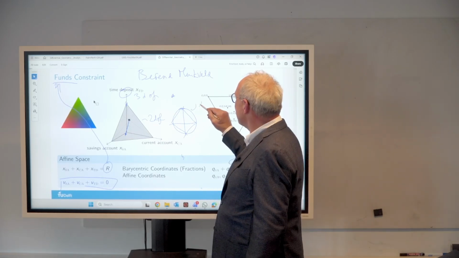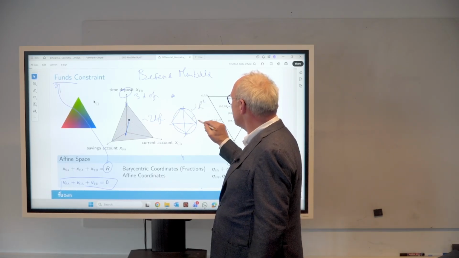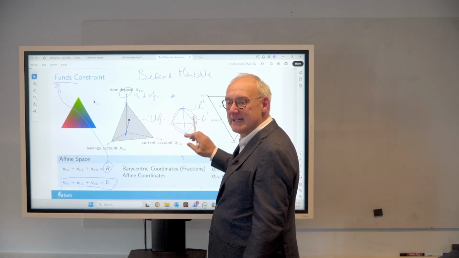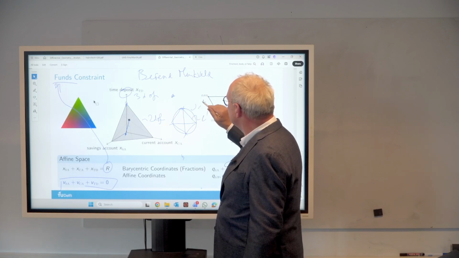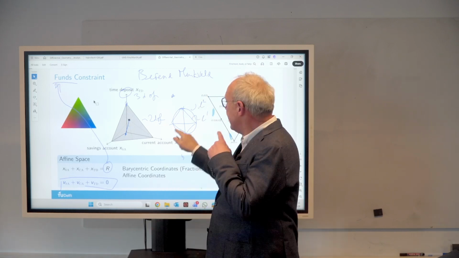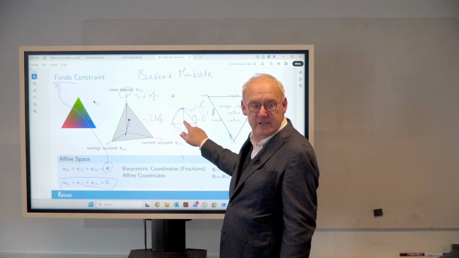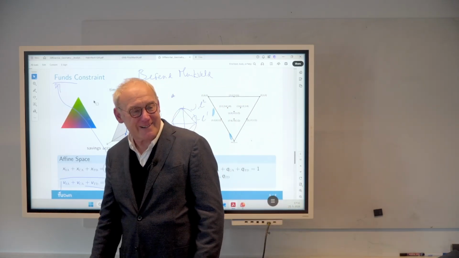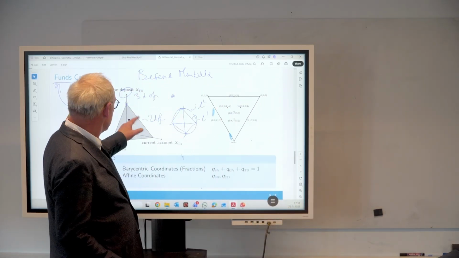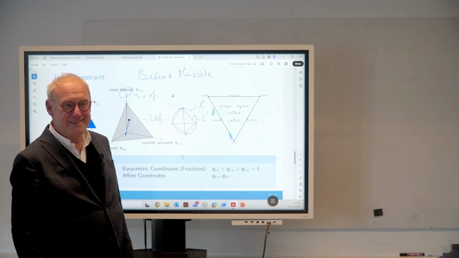Spaces like this are called L2 spaces. These ones are called L1 spaces. Maybe you've seen that? So here the radius is a sum of squares. Here the radius is just a sum of absolute values, but we're only looking at this piece.